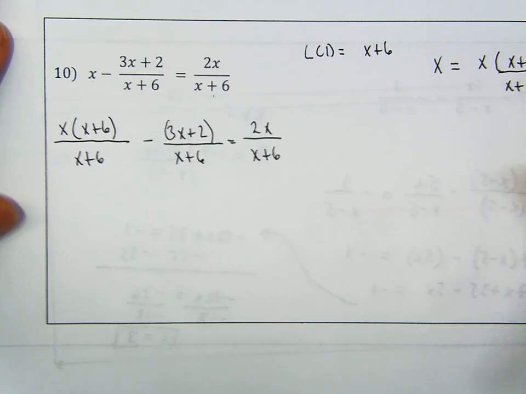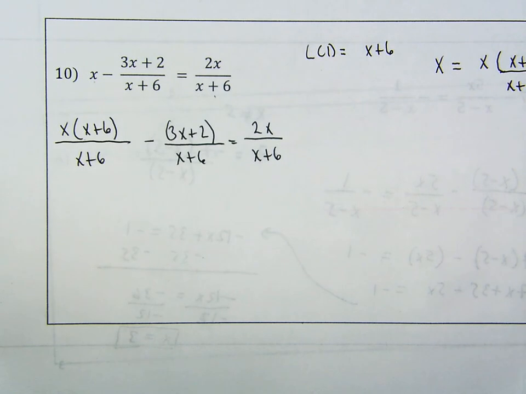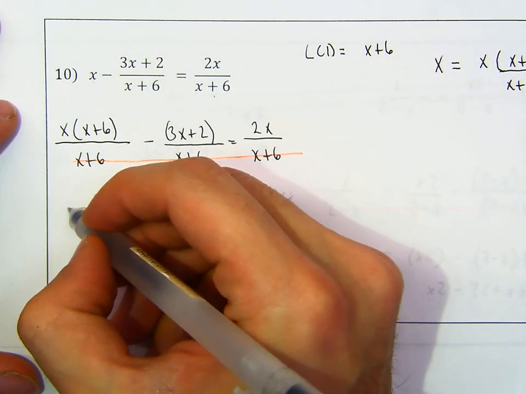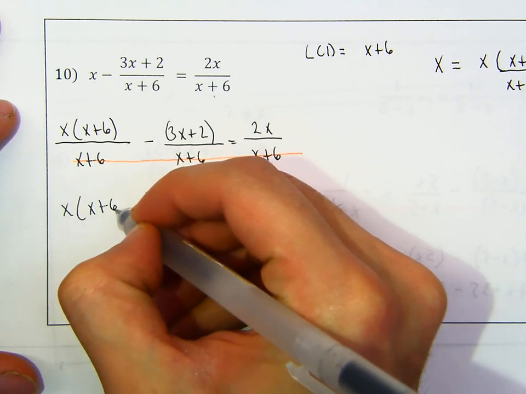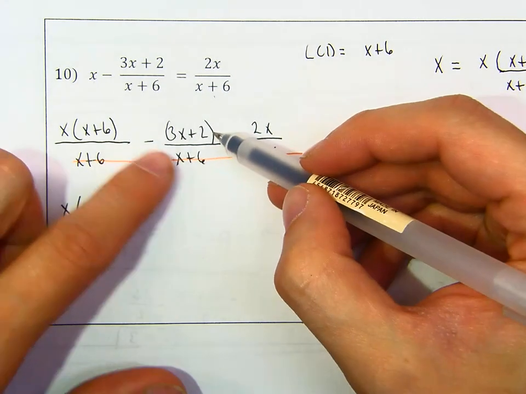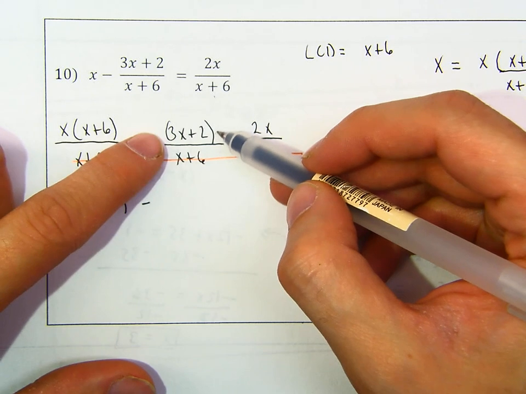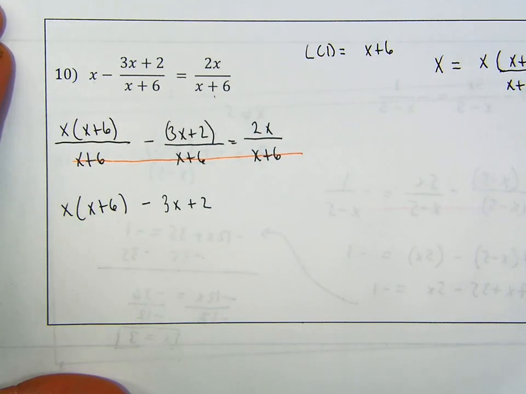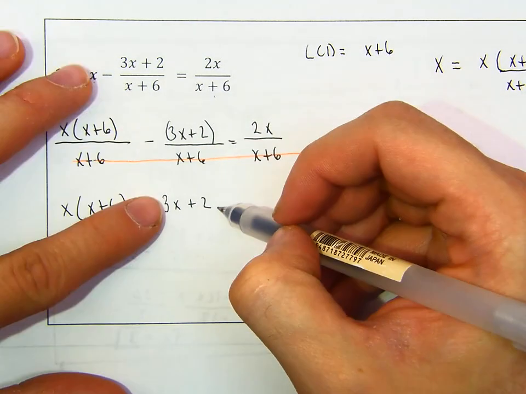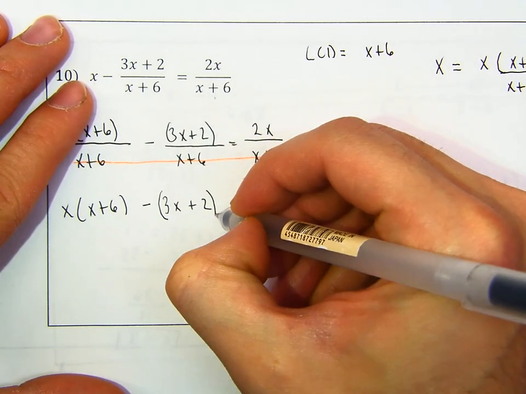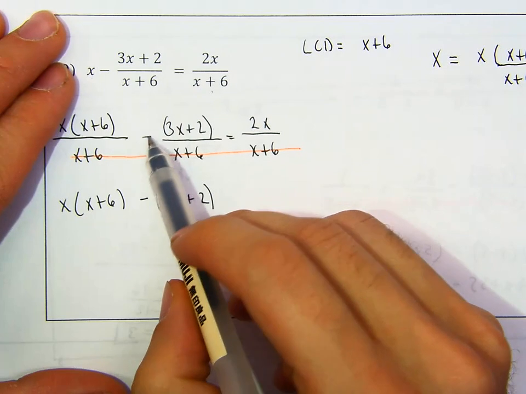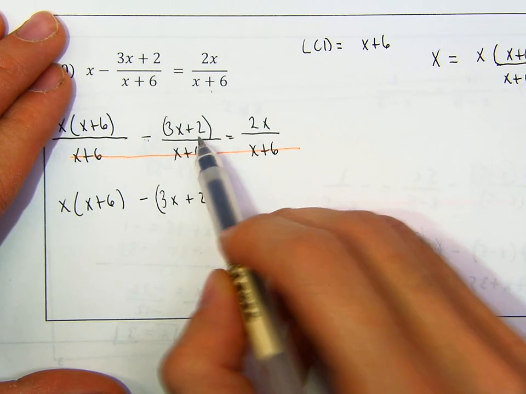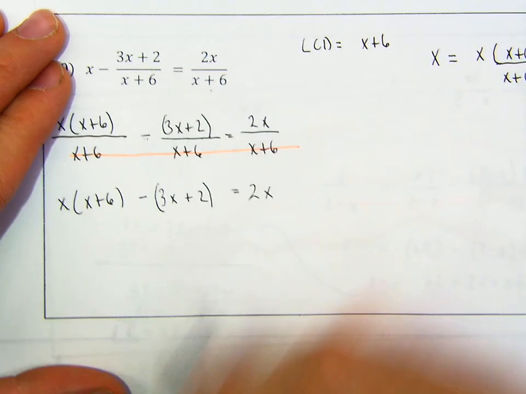Okay? Now that the denominators are equal, we're allowed to cancel them out, right? And then we're going to bring everything down. So x times x plus 6 minus, now I put the parentheses here, and you always have to get used to this, that if you do this, you're absolutely wrong. Remember, anytime you bring something down over here when we're solving rational equations, always put it in parentheses, because this negative needs to distribute to the 3x, and it needs to distribute to the positive 2, equals 2x, right?